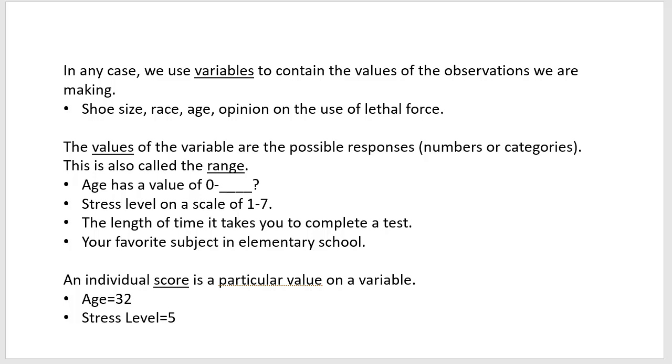And the individual score is the particular value on a variable. So if you ask somebody how old they are and they said 32, that would be their score among all the values. Stress level of 5 is another score.